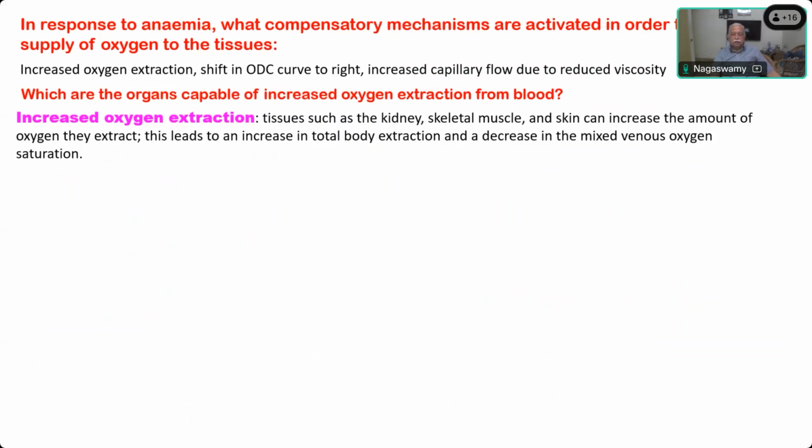So 40%, 15% more than the normal person would have been extracted. So these three organs are the tissues. That is why they are able to withstand hypoxemia for a longer time.